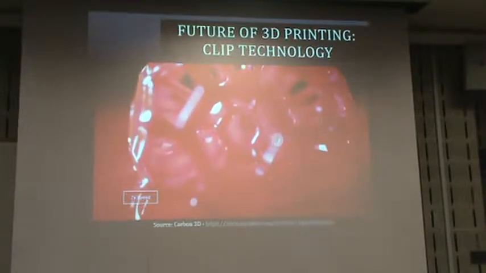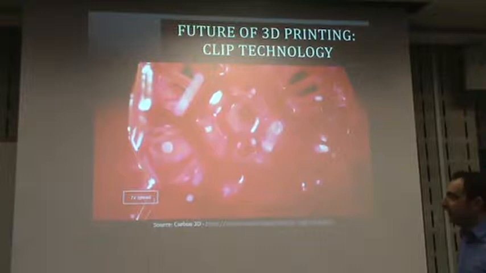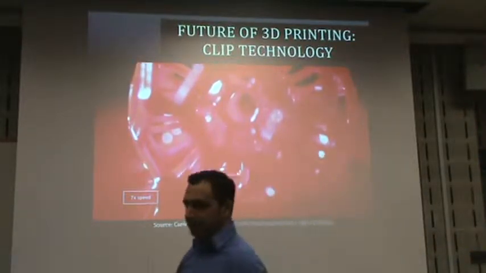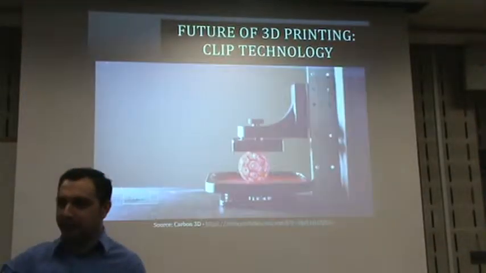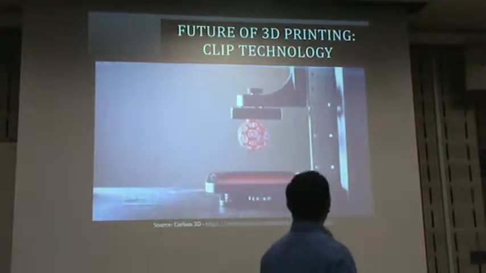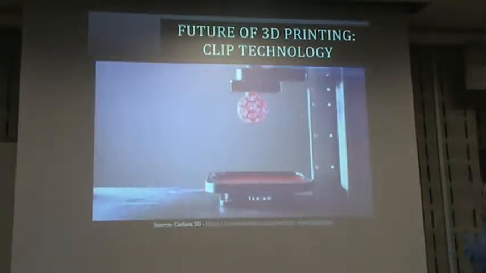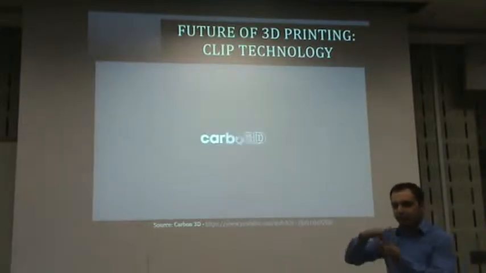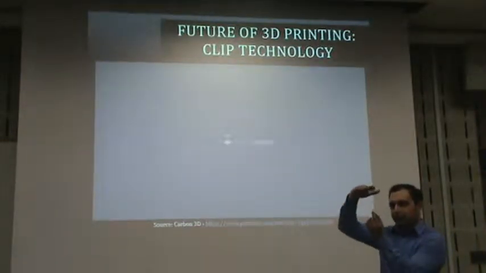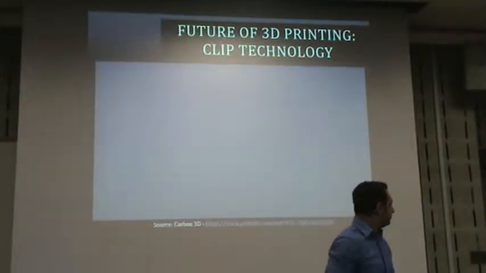Is it much faster? It is much faster. It is actually 50 to 100 times faster than these because they go layer by layer by layer. So this actually cures by laser, an ultraviolet laser, and only cures the area. So it cures layer by layer as it's building up.